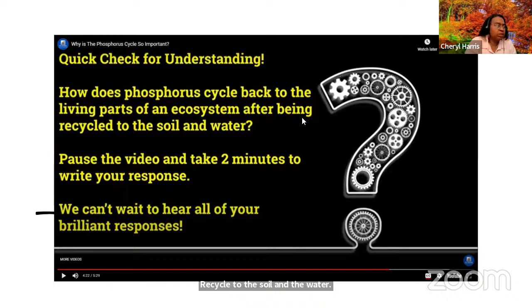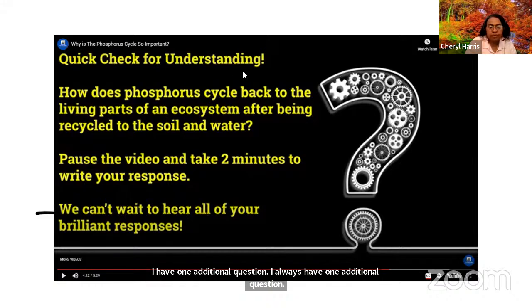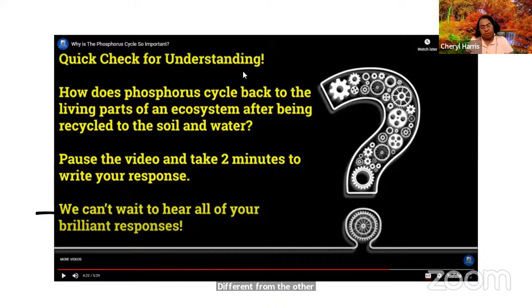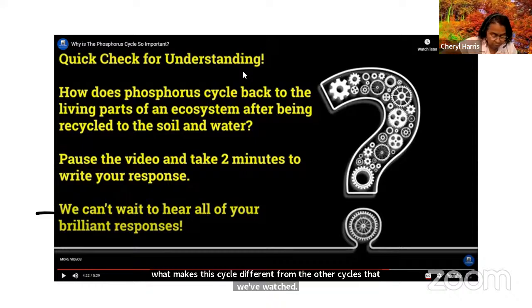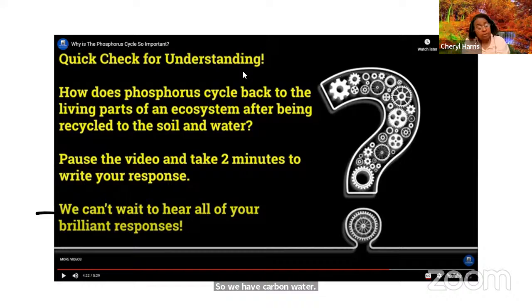And I have one additional question. I always have one additional question. What makes this cycle different from the other cycles that we have watched? So write this question down and then also write down what makes this cycle different from the other cycles that we've watched. So we have carbon, water, and nitrogen, and now phosphorus. How is this one different?